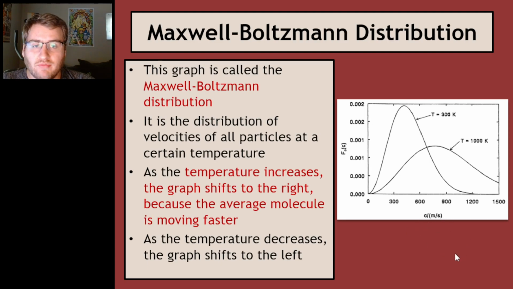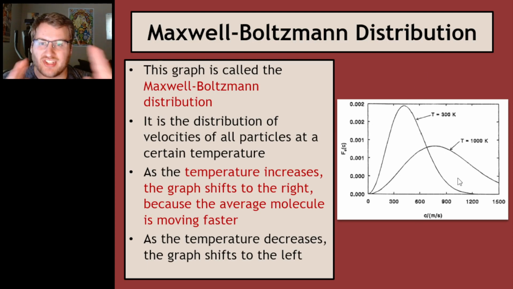It's a distribution of velocities of all particles at a certain temperature. As the temperature increases, the graph will shift to the right, because on average, more of the particles are moving faster. And if the temperature decreases, it'll shift towards the left. It'll kind of scrunch up because more particles are moving slower.